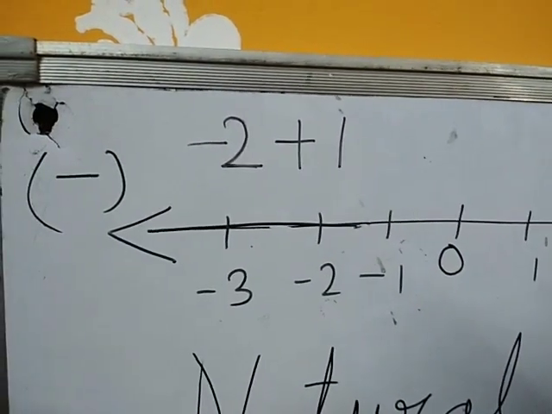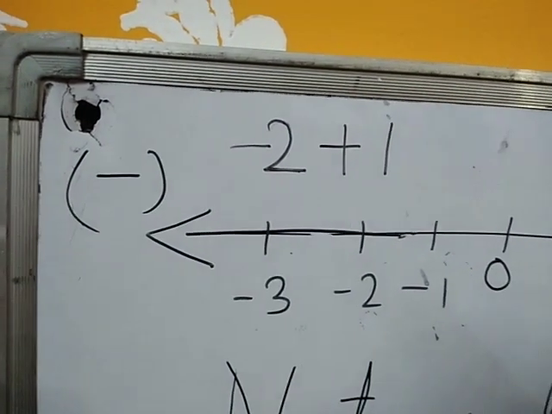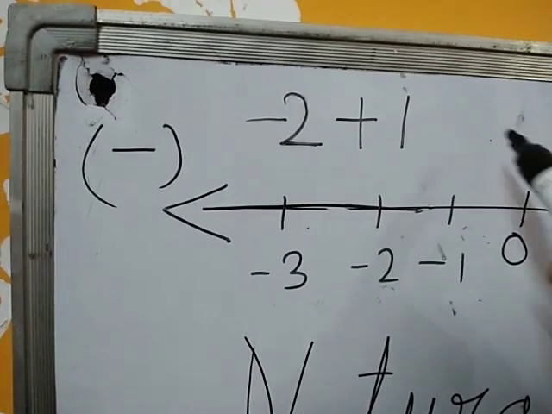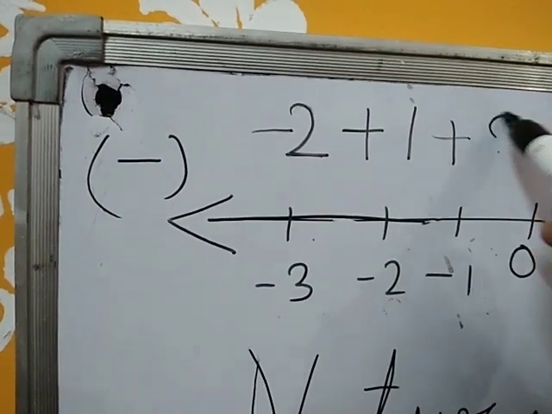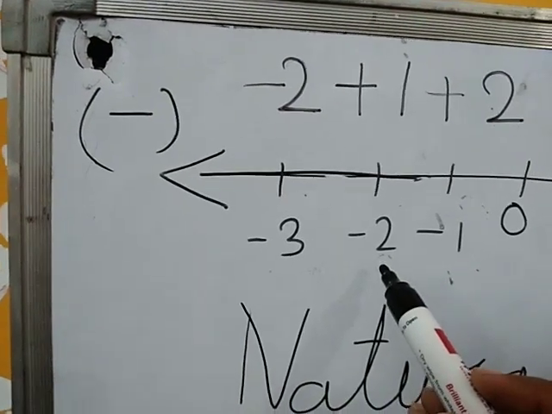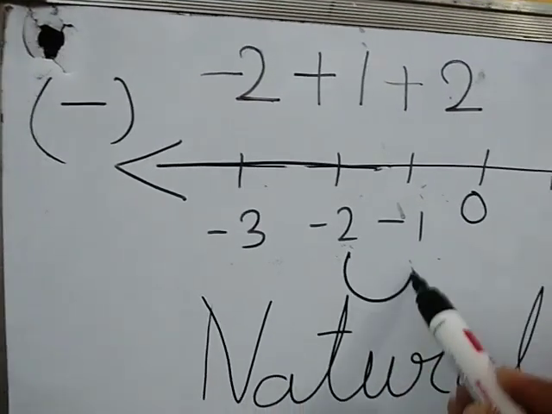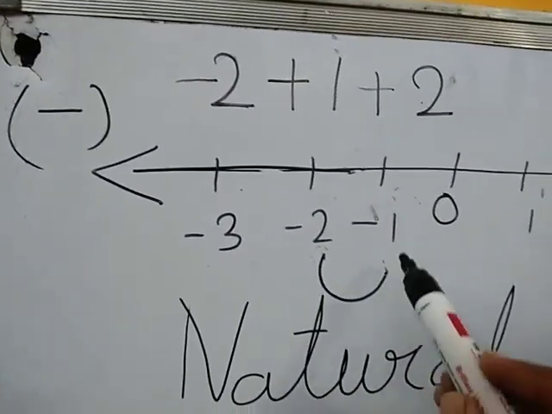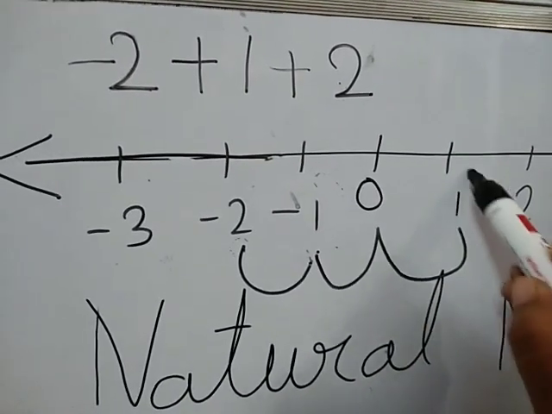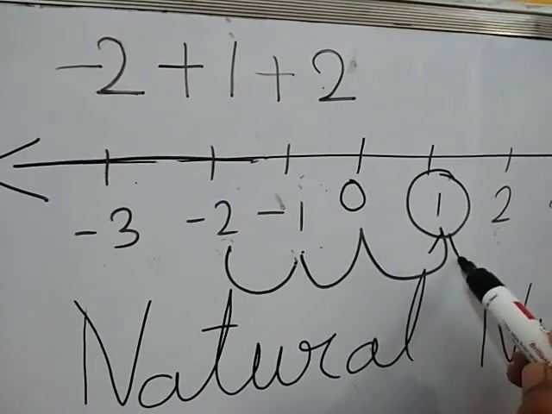Now let's take three numbers. So it is -2 plus 1 and +2. So we will start from -2. -2 plus 1, that means one step to the right, and +2, that means two more steps to the right, 1 and 2. So the answer is +1.